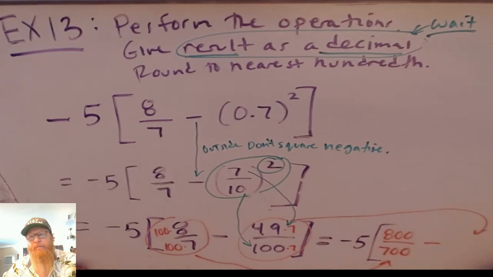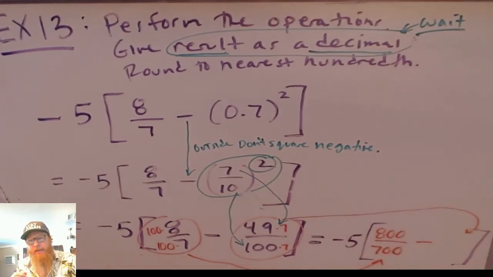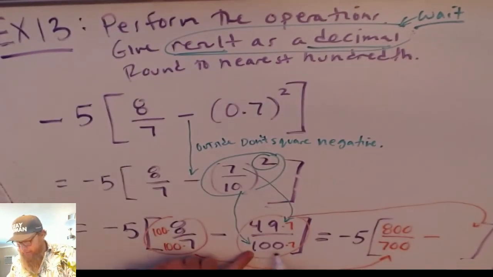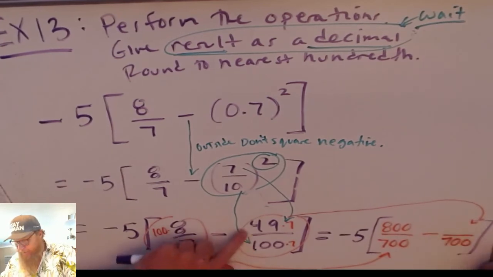I don't know if you can see that, but hopefully you can see it now. Move it up a little bit. So 100 times 7, that's mental math, 700.